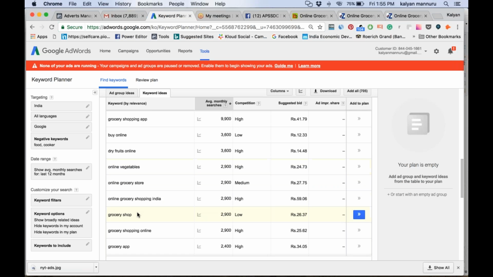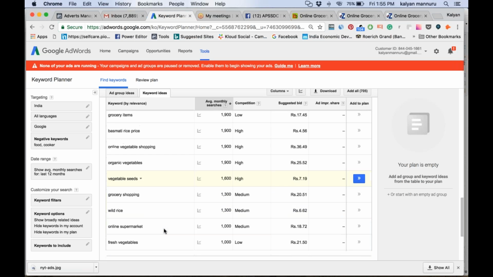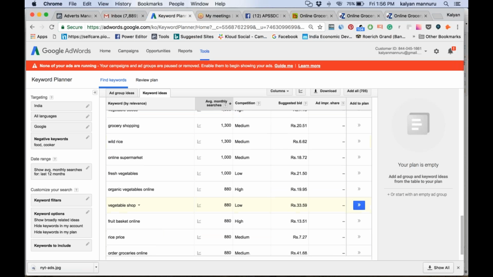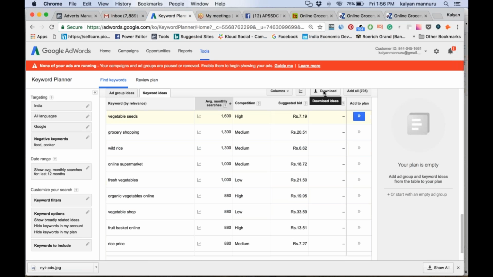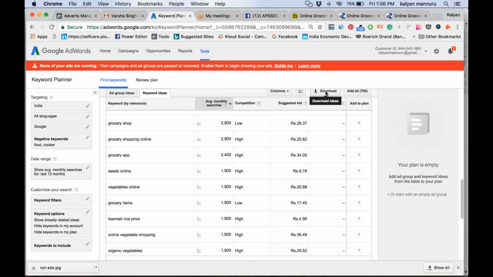What other things do we have? Grocery shop, grocery app, all these are my suggested keywords. Wild rice, okay. Rice price. So all these are my targeted keywords. What I'll do, I can just go ahead and download the data.